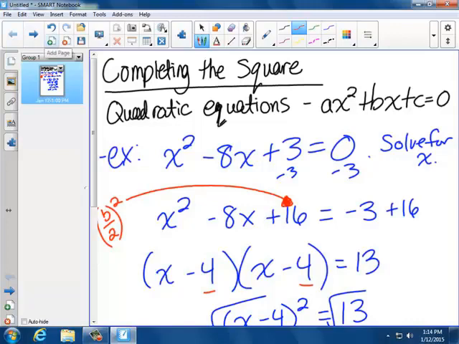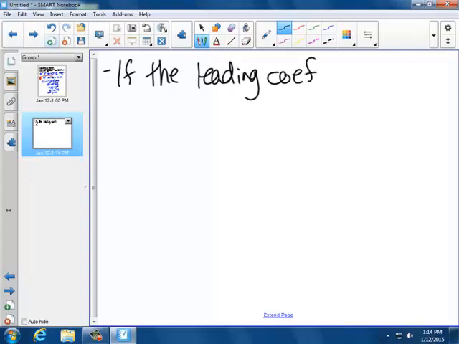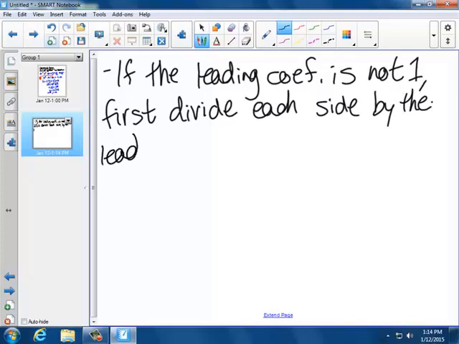Okay, now let's do another example, because in that last one, the leading coefficient was 1. So now, if the leading coefficient is not 1, we first have to divide each side by the leading coefficient. Because then, if I divide each side by the leading coefficient, I will have just an x squared, not a coefficient in front of x squared.